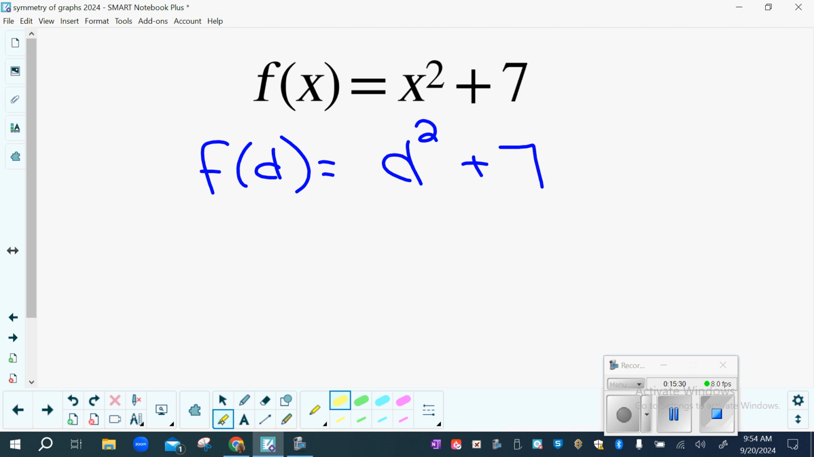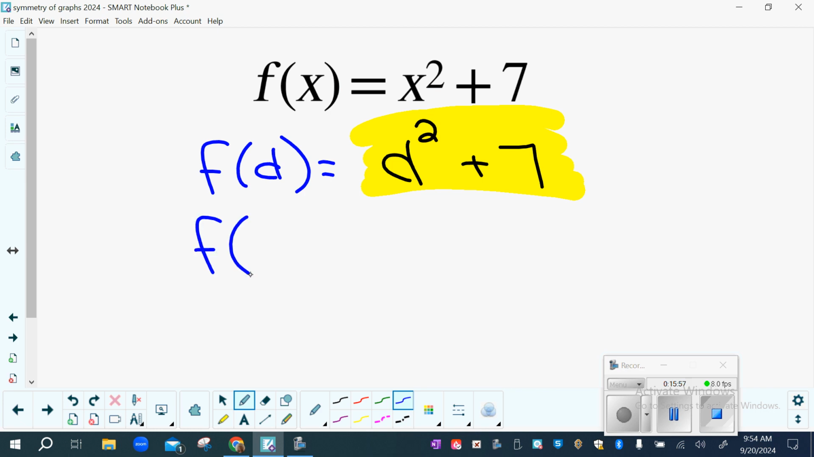Now, here's what I need you to know. If this is going to be even, I need to get back to this guy. That's my home base. If I can plug in the opposite and get that at the end, I am good to go. Is everybody cool with that? Okay, so here I go. I'm going to show you the kind of shortcutty way, and then I'm going to show you what I do, because for a lot of kids, it will make this easier.